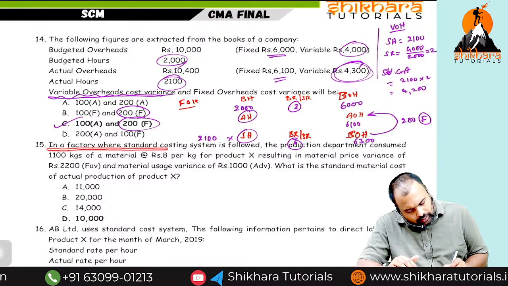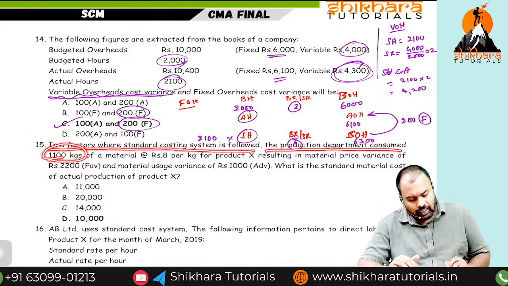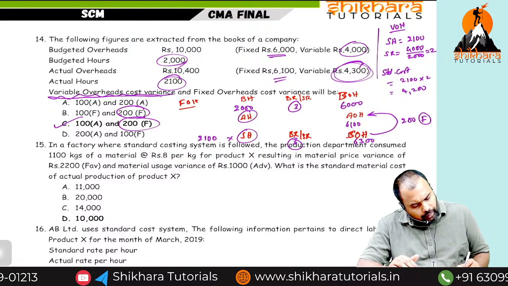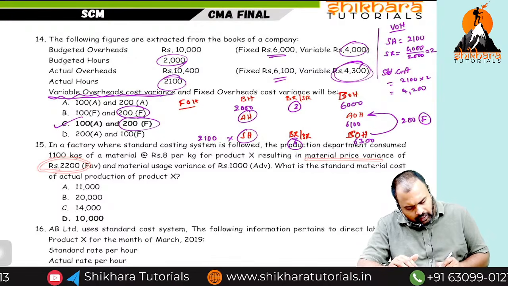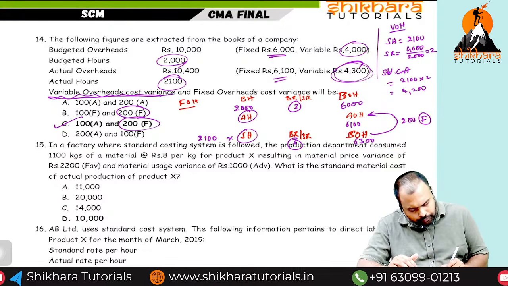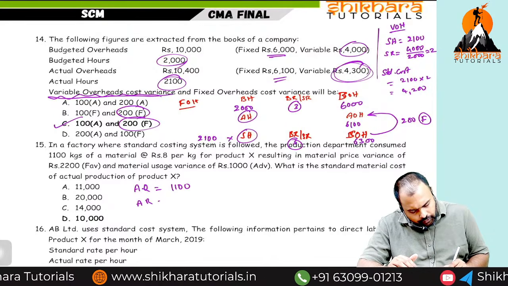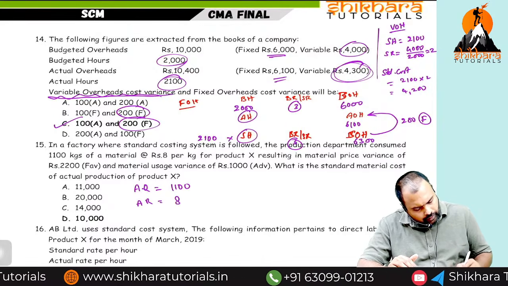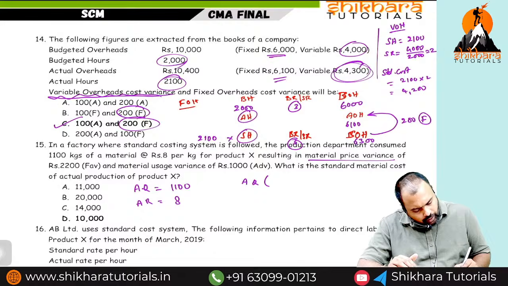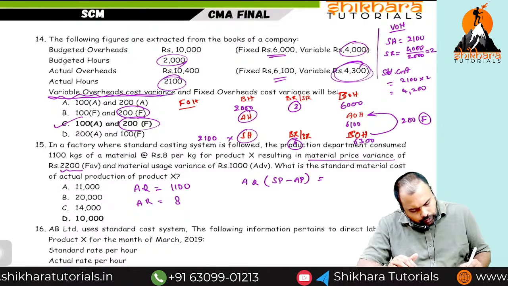In a factory where the standard costing system is followed, the production department consumed 1100 kgs of material at a rate of 8 per kg of X, resulting in a material price variance of 2,200. See here, the production department consumed, that's nothing but AQ, AQ equal to 1100, at a rate of 8 rupees, so that's nothing but AR. And the resulting material price variance, that is actual quantity into standard price minus actual price, ends up with 2,200 favorable.